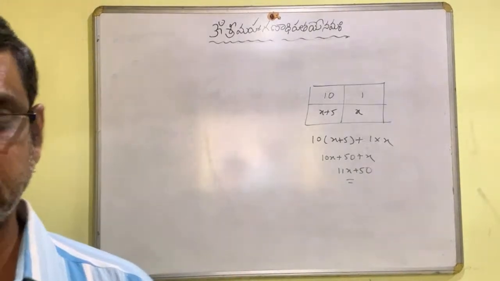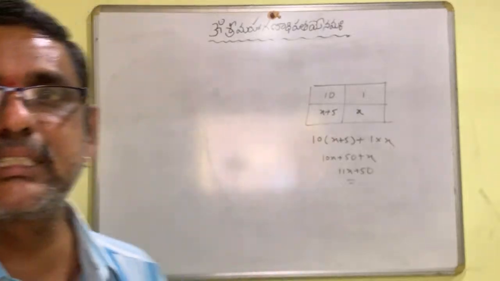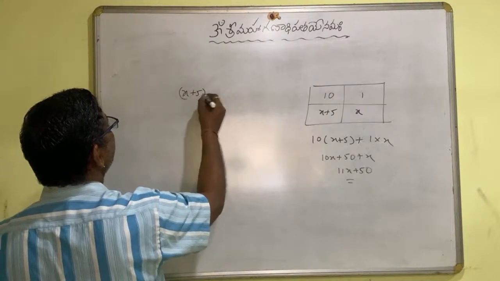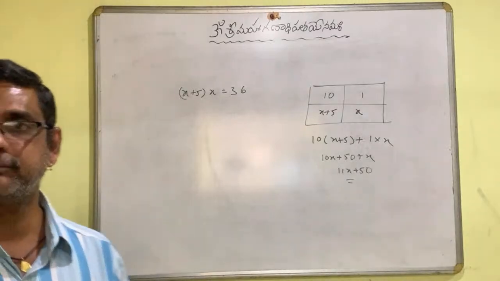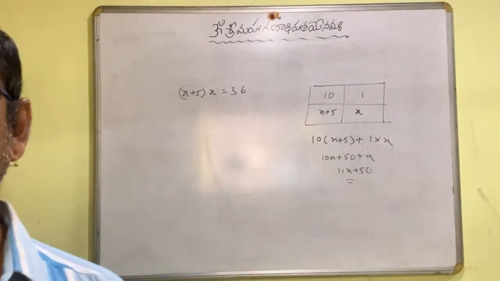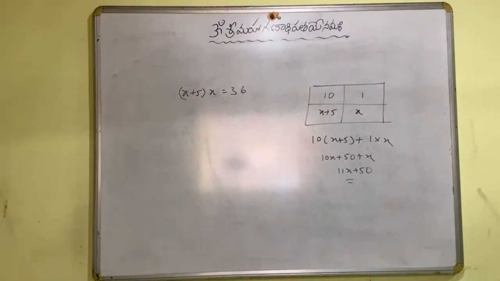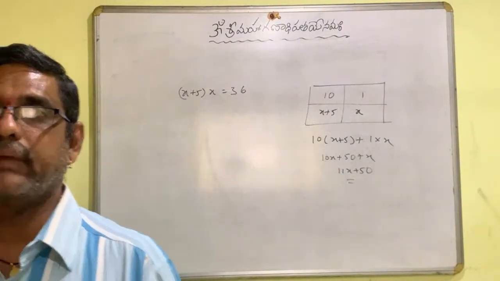Now, the product of the digits is 36. That means (x plus 5) into x is 36. Find the number. I think you can do this problem. Make it fast.